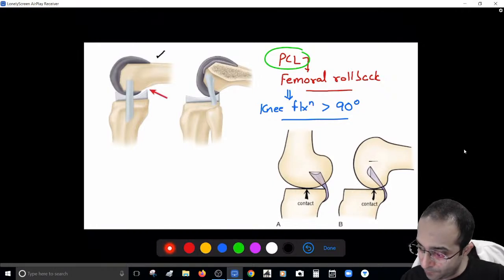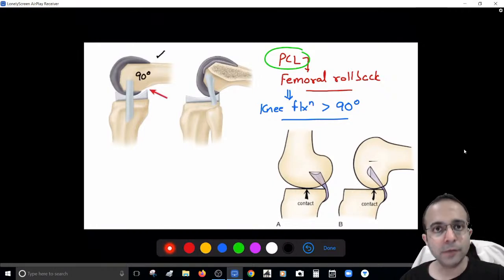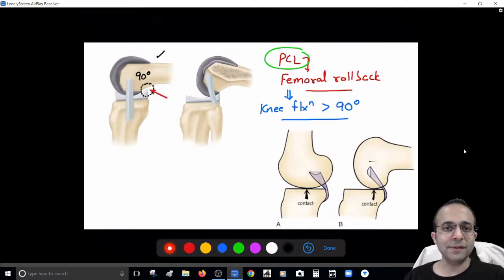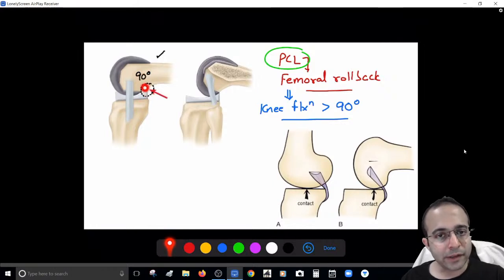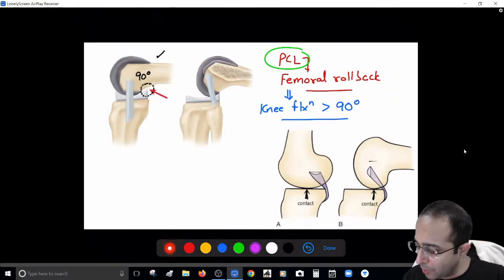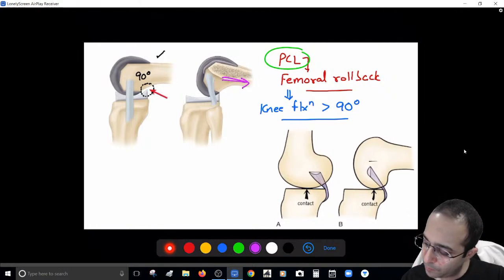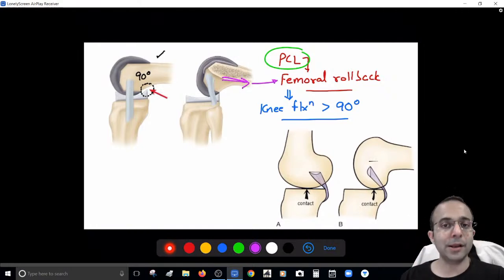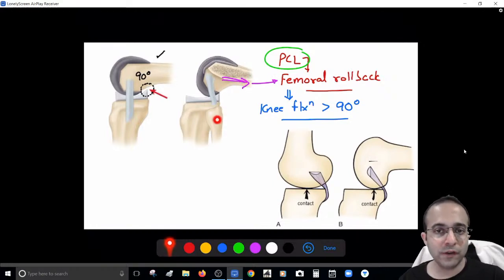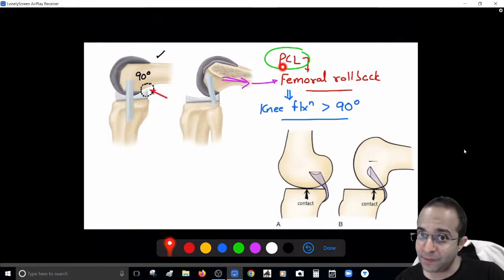So if you see this knee, it has been flexed to 90 degrees. I hope you can see this posterior tibia contacting the femur. So that is what happens, that when you flex the normal knee to 90 degrees, this posterior tibia will contact the femur and the flexion will stop. Now, if this flexion has to go beyond 90 degrees, this femur has to go back. It has to roll back. And this dragging back of the femur that allows the flexion to cross 90 degrees is produced by the PCL.